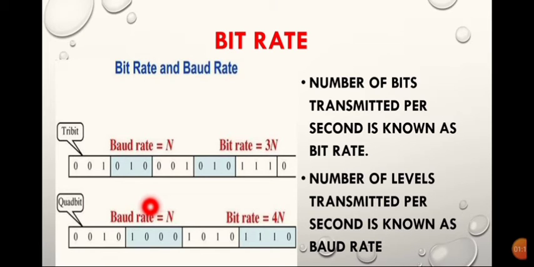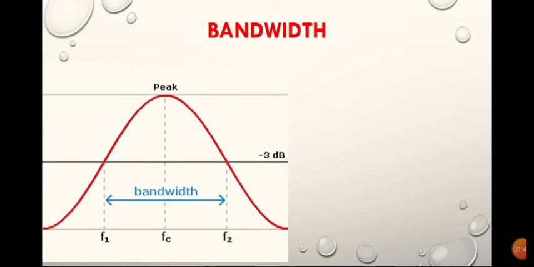Baud rate is n, hence the bit rate is 3n. It is 3 times the baud rate. In this case, the bit rate is 4 times the baud rate. Here 3 symbols are transmitted and here 4 symbols are transmitted for baud rate, and bit rate means the number of bits transmitted per second. That is baud rate and bit rate.